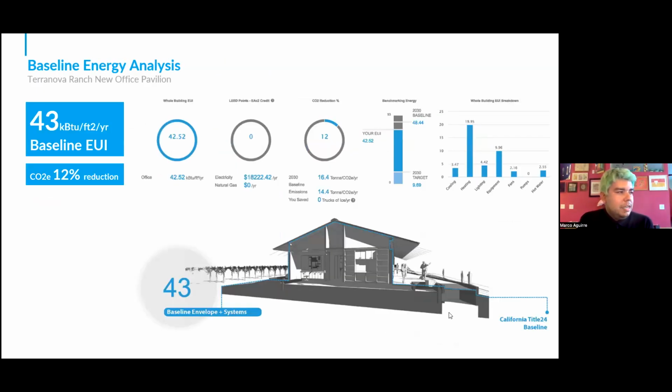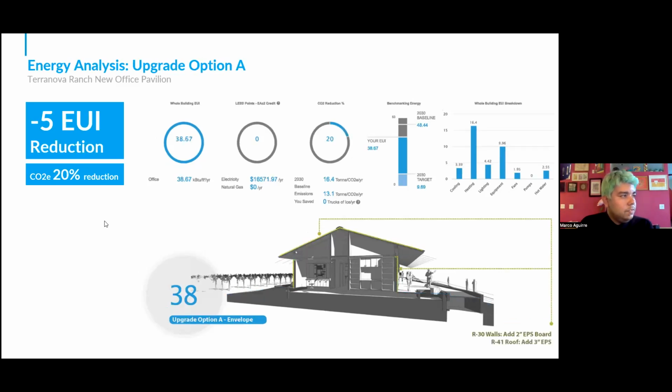So we're going to look at a couple of the different options they have. This is the baseline. Again, this is a code minimum according to Title 24 in their location. Their code minimum building had a 43 EUI baseline at 12% carbon emissions reduction, which is the difference to the national average.